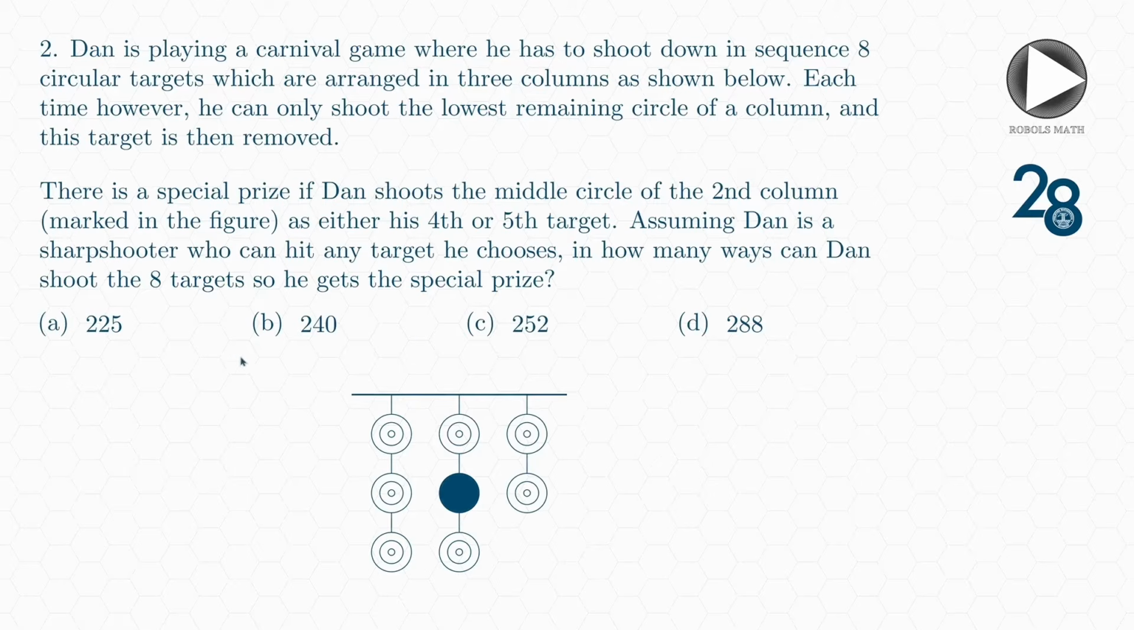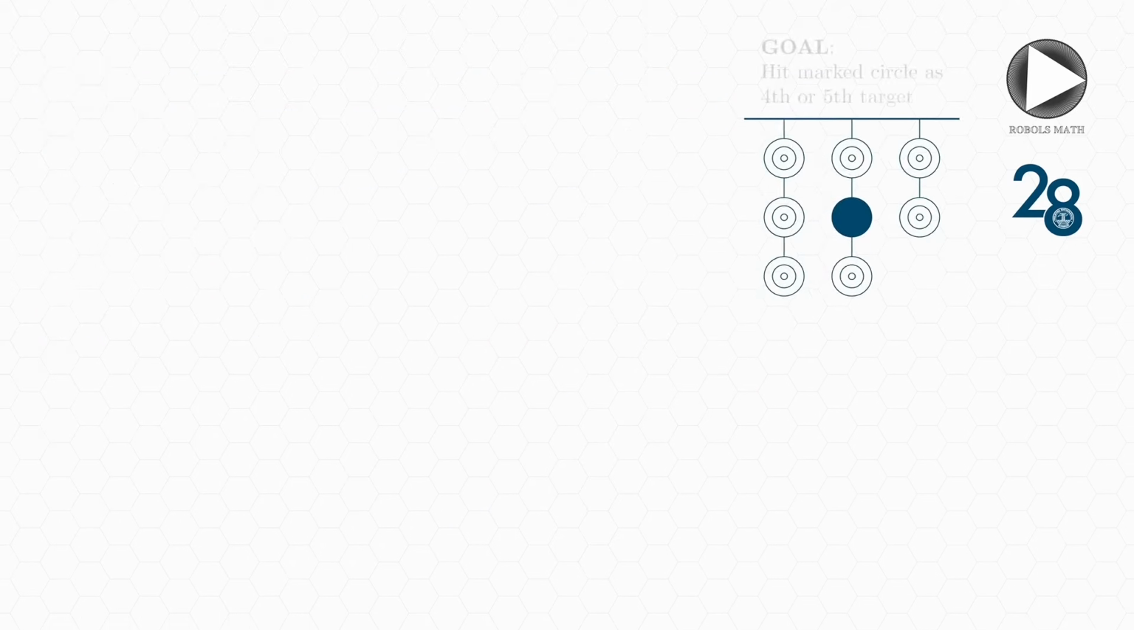Okay, so let's try to hide this question first because it's a bit long. So if we put this here, remember that the goal is to hit the marked circle as a fourth or fifth target. Now remember that if we are trying to hit the X target, let's say fourth, fifth, or whatever, the number of ways to get that can be expressed as the number of ways we can hit the targets before and after that. Okay? So that will be the flow of our solution.